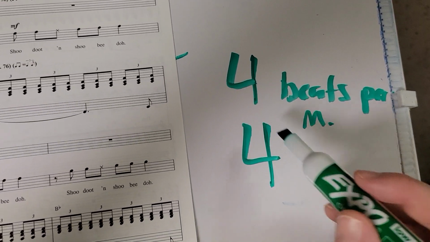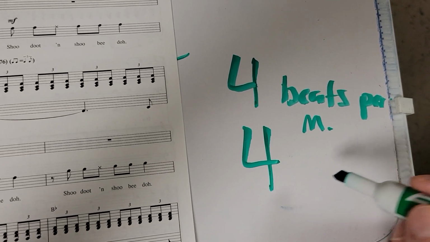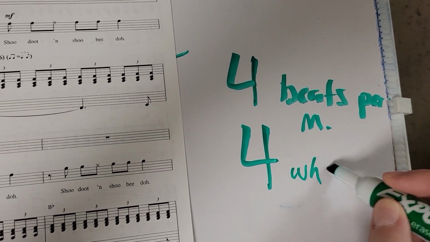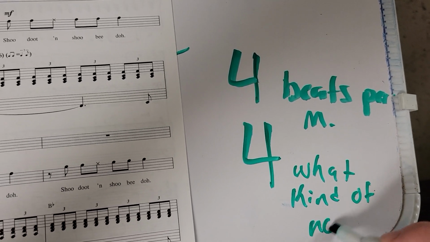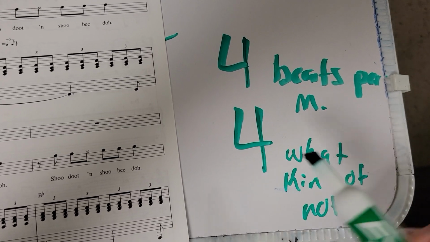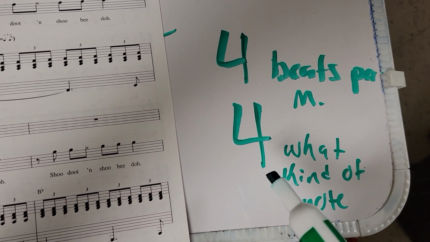And then the 4, there's a code for the bottom number. The bottom number means what kind of note gets the beat. Now, you just have to memorize what the code is for the bottom numbers. 4 equals a quarter note.